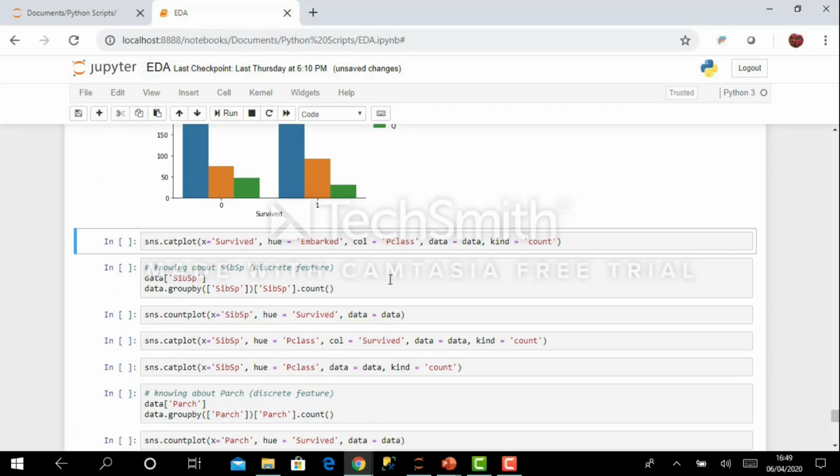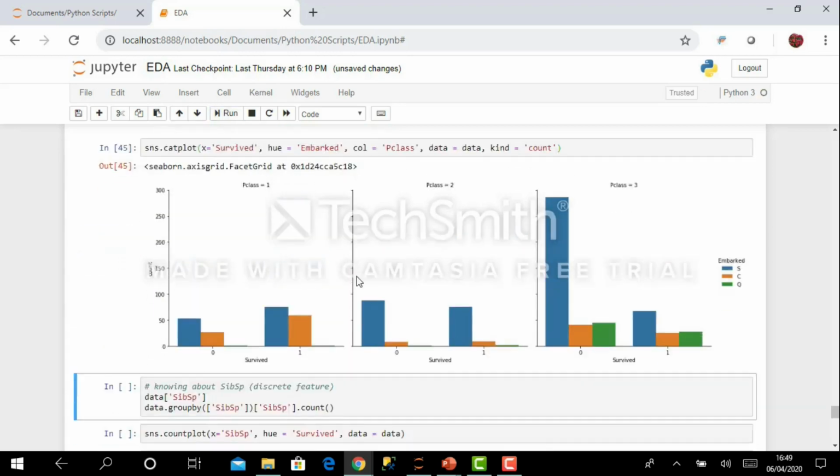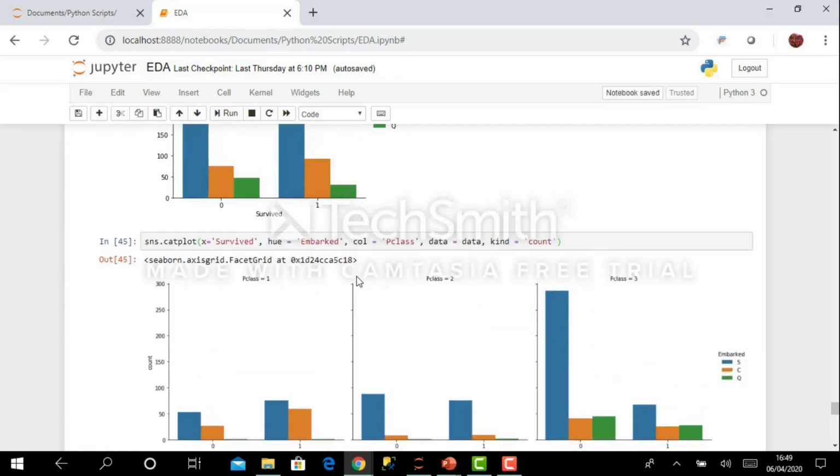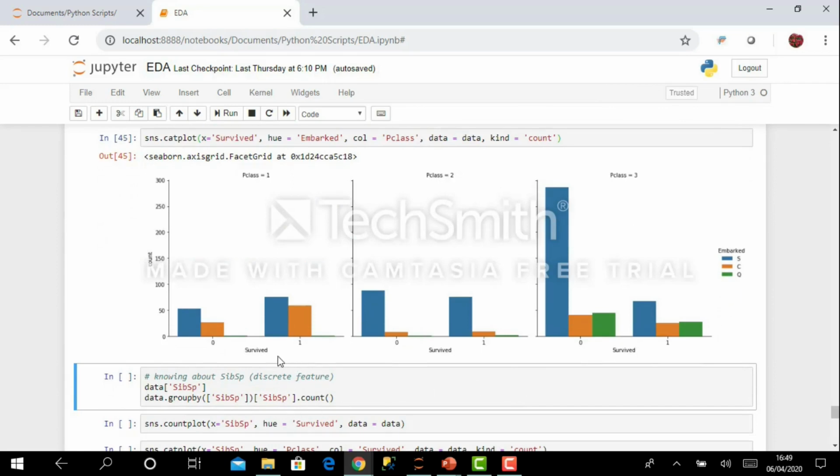Now again I will draw some plot based on the column equal to Pclass. So actually I will have different subplots for different Pclass. You can see here that based on this Pclass, if I consider the first class passengers, this green part is negligible. So actually most of them embarked from the points S and C, and people who embarked from C survived mostly, and for S also. So more people survived, as it is first class, you understand, obviously.